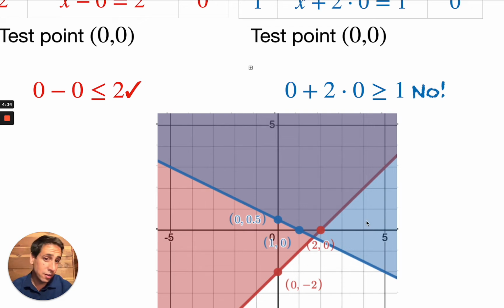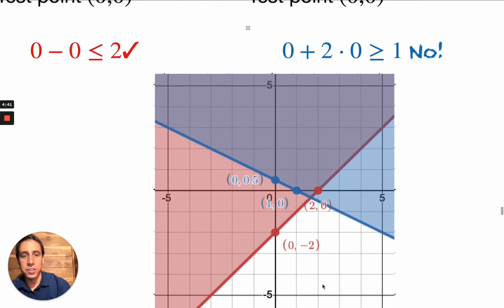But this one is on the opposite side of the blue line, so we know that it is going to be shaded. And so is over here. This region down here gets shaded 0 times. This region over here gets shaded only once in red. This region gets shaded only once in blue, but the top region gets shaded twice. And so all of these points are in the solution set.